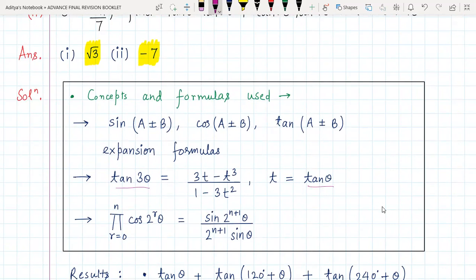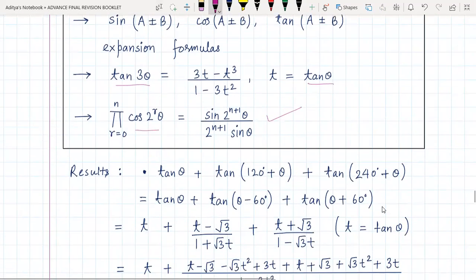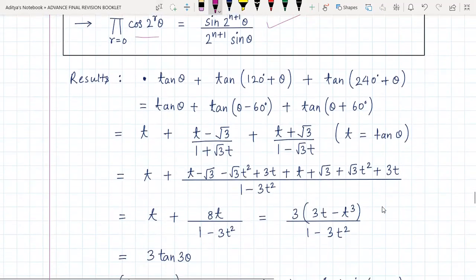And the product of cosines when the arguments inside them are in GP with common ratio 2, that is also a very standard result which we should always remember. Now we are going to be making use of two results.